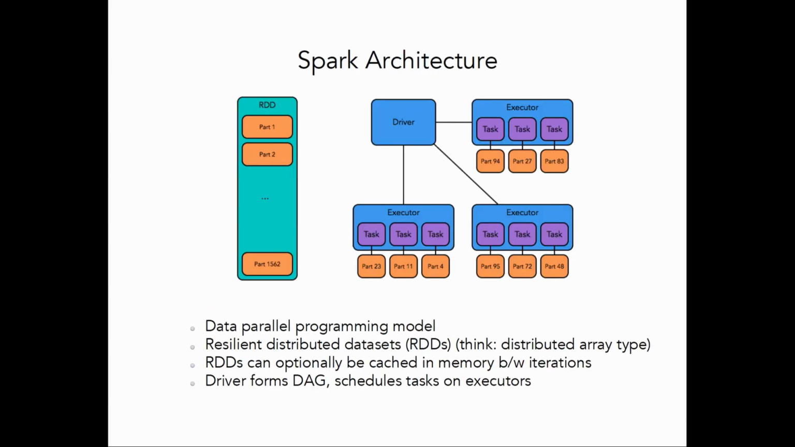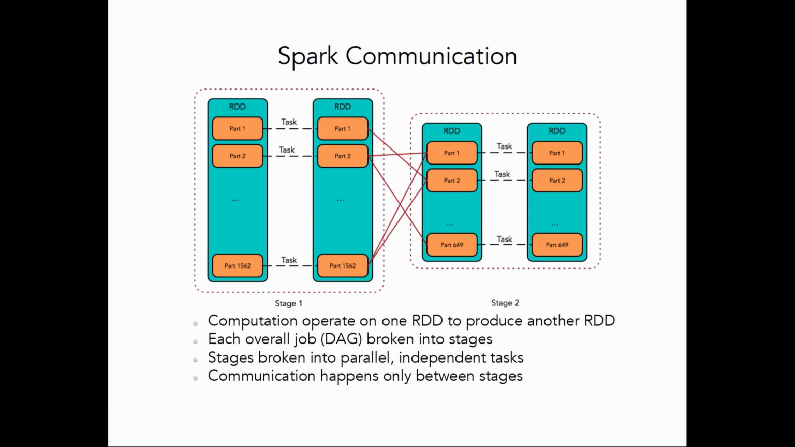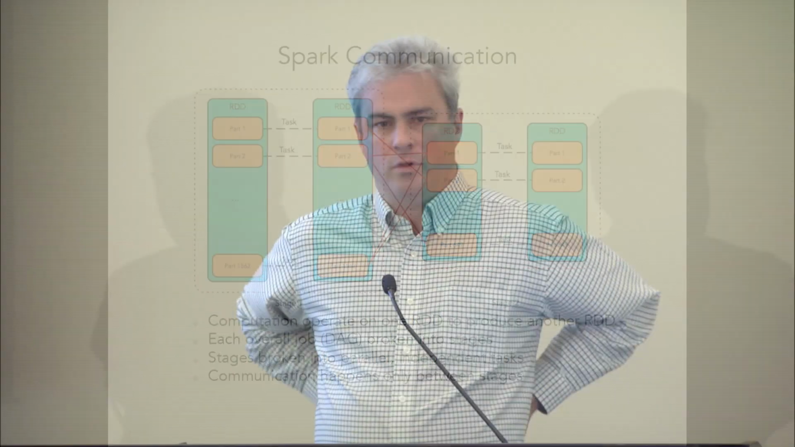So the Spark architecture, what you need to know is it's a data parallel programming model, resilient distributed datasets, think distributed array type. RDDs can be cached in memory between iterations. That allows you to do the iterative algorithms. And the driver forms a DAG and schedules on executors. And the basic unit of operation is an RDD. One RDD produces another. And so the overall DAG is broken into stages, and communication happens only between stages. If the computation you're running conforms with that, it's great. You do something, you communicate, you iterate. And for a lot of things, you want to do joins, you want to do selects, that's perfectly fine. And for some linear algebra algorithms, you want to iterate over them.